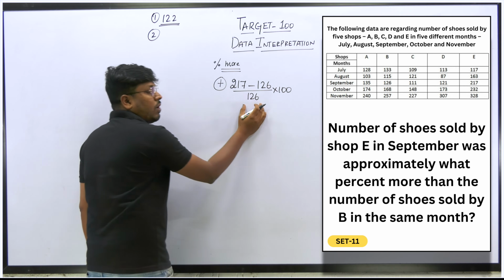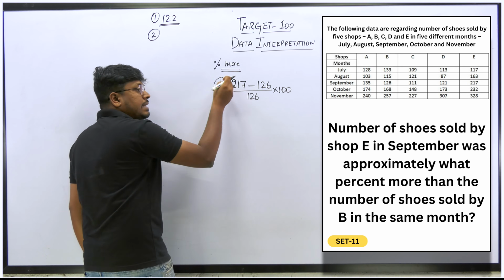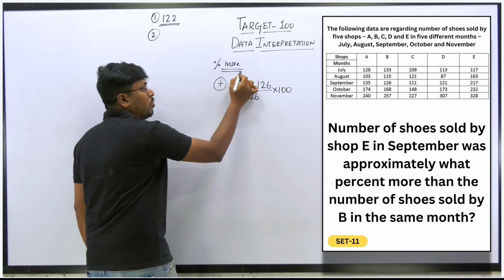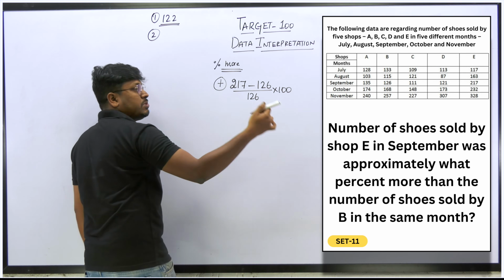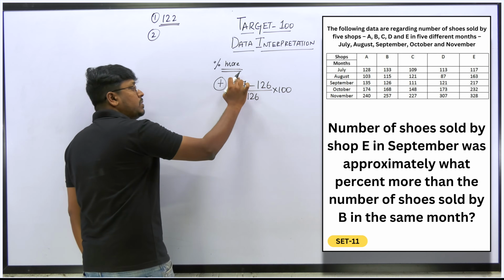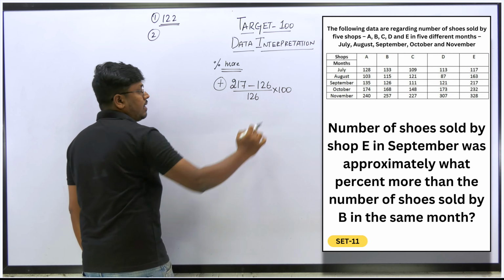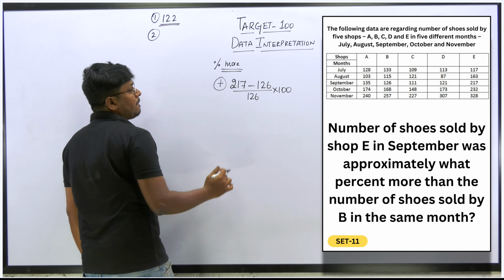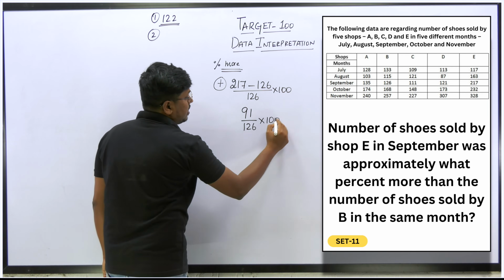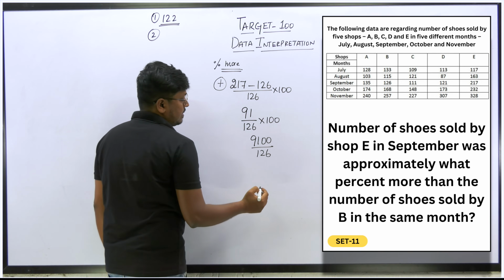I have told you this format. If you write 126 minus 217, you will get the answer in negative. But our target is to find how much percentage more. If you need to find how much percentage more, you have to get a positive value in the numerator. So you have to write 217 minus 126, divided by 126, into 100. Now this will be 91. So 91 divided by 126 into 100. So this will be 9100 divided by 126.